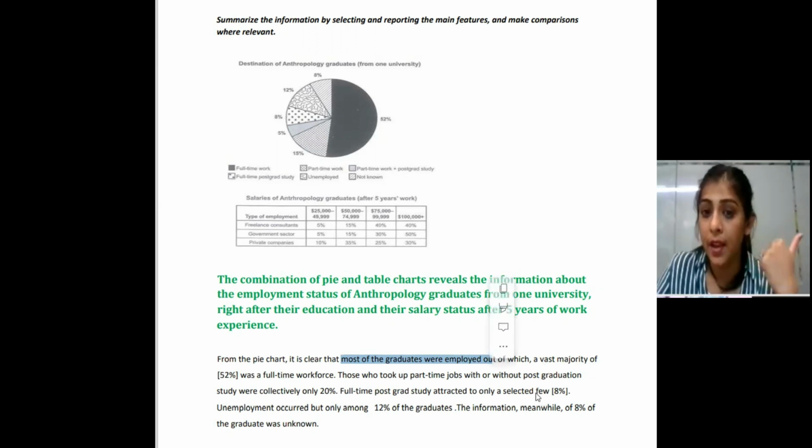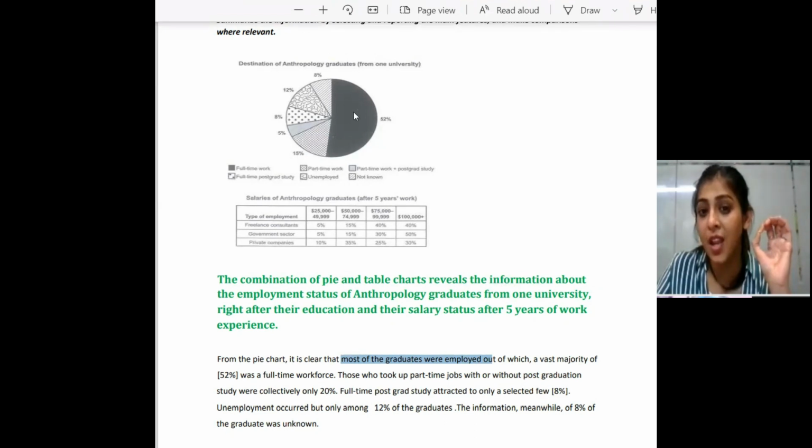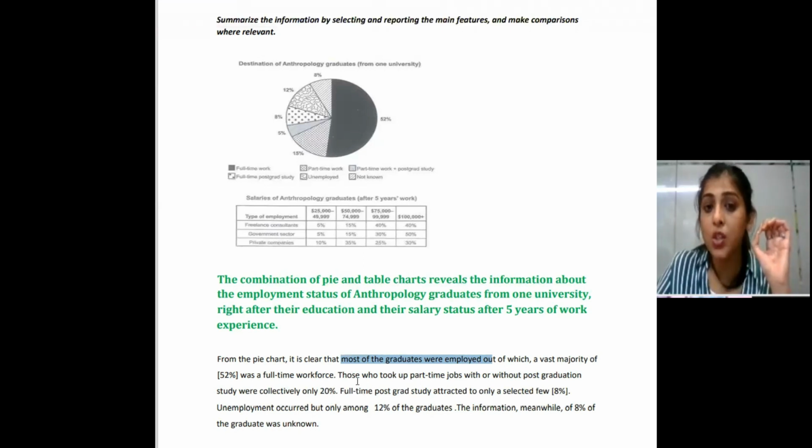Out of which, a vast majority of 52%, which means, in brackets, you can put data in brackets. A vast majority was a full-time workforce. You can see a vast majority was a full-time workforce. Clear now? Those who took up part-time jobs with or without post-graduation study.